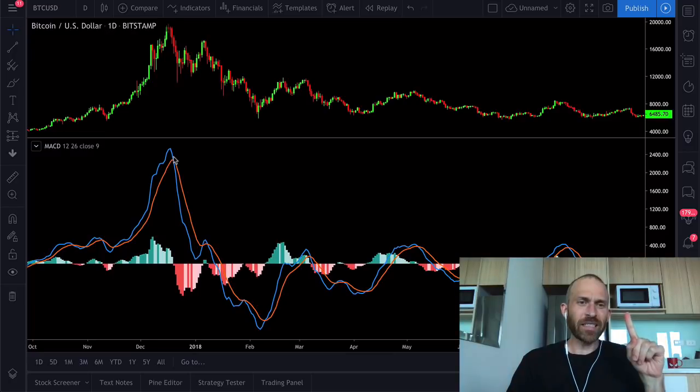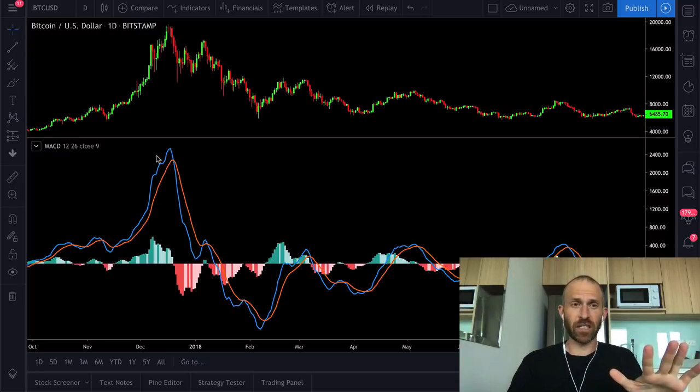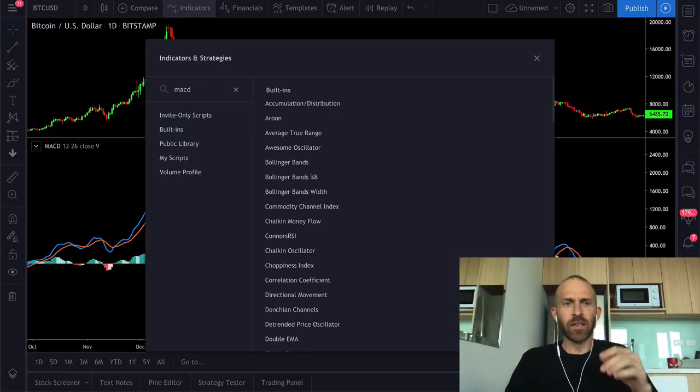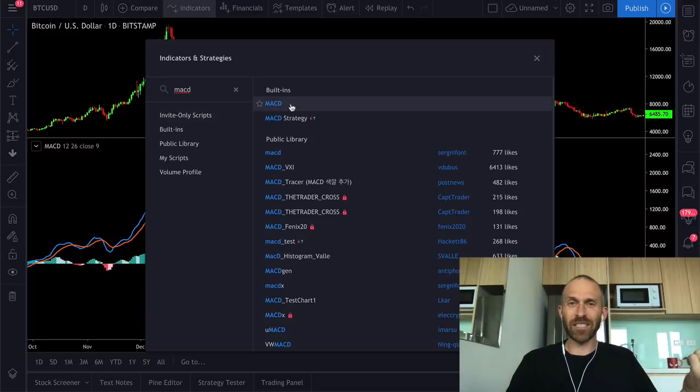Now, what exactly is the MACD? Well, it's these two lines and this histogram down here. These two lines, there's a blue line and an orange line. I just leave it on default settings. So how you find it is you go up to Indicators in TradingView, you click on Indicators, you type in MACD, and the first one that comes up, that's the one you're going to use.